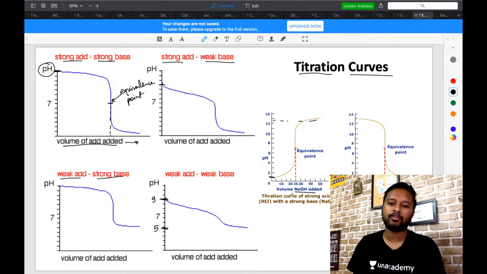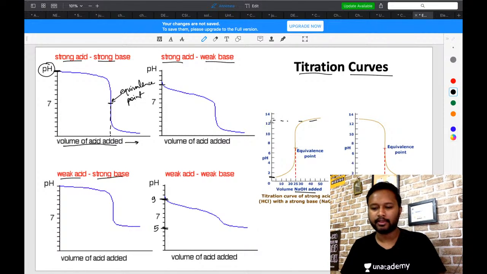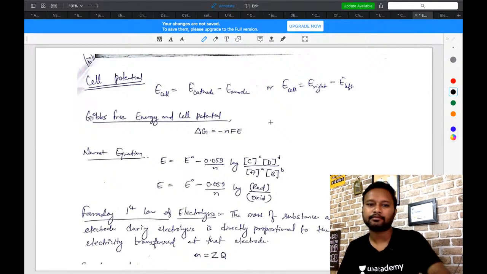So this is where you are adding base to the solution, and this is where you are adding acid to the solution. These are the two different ways of titration, whether you are titrating acid with base or you are titrating base with acid. You have to be very careful with these terms and this graph.